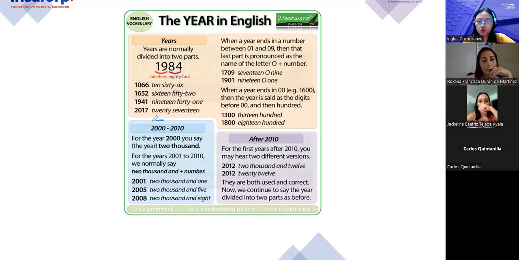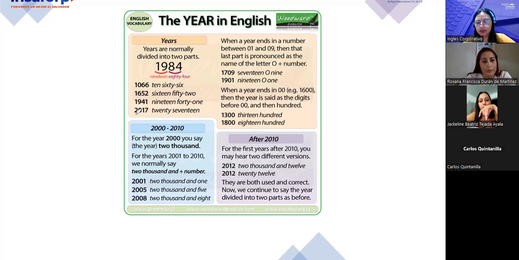Ayer medio se los expliqué. Los 2000, los años 2000. Los que van antes del 2000, for example, the one that we have here, 1984, lo dividimos en dos partes para leerlo, básicamente. Los 2000 tienen dos formas de leerlos. For the year 2000, you say the year 2000. But whenever we have this set of years, for example, coming from 2001 to 2010, we normally need to use this expression. We avoid reading or saying 20. En esta fracción de años, del 2001 al 2010, evitamos decir 20.